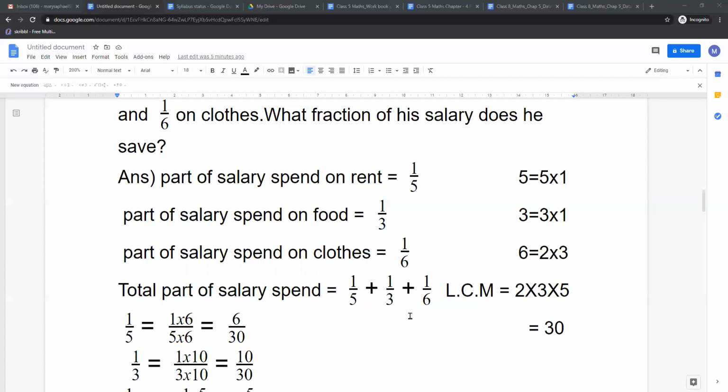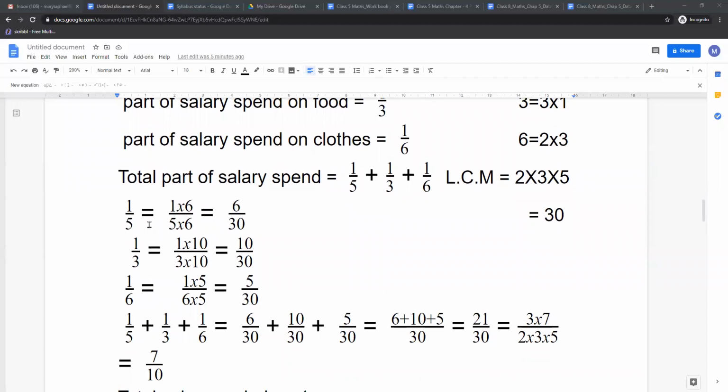Now all these three fractions separately we will take and we'll make the denominator 30, as I have done in the beginning part of this lesson. So 1 by 5 equal to, how will you make 5 into 30? To multiply with 6. So numerator and denominator will multiply by 6. So 1 multiplied by 6 upon 5 multiplied by 6 equal to 6 by 30.